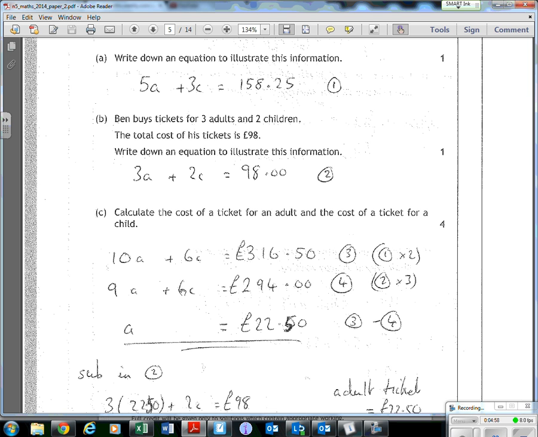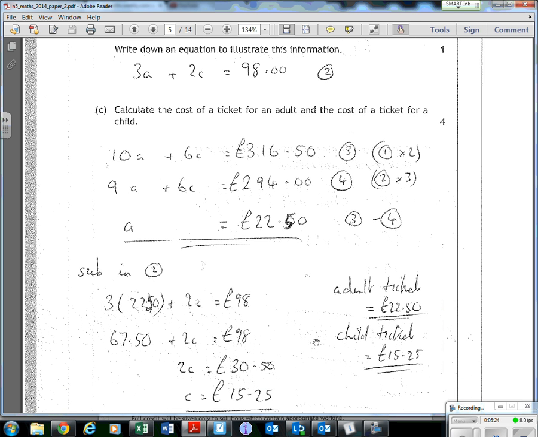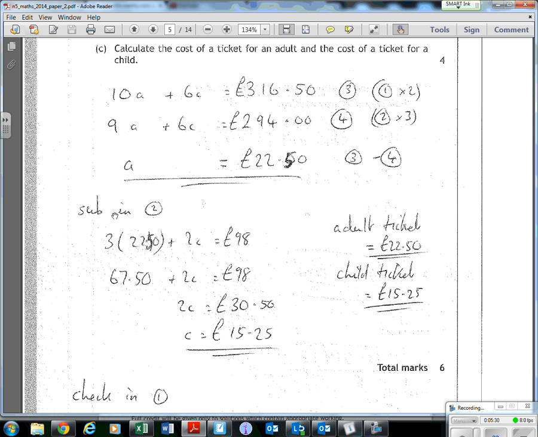Then we have 6c and 6c. We need to eliminate the 6c's here. They are both positive. If I have 6 and 6 and want to get 0, I need to subtract them. So I'm going to subtract every single term. So 10a subtract 9a is a. 6c subtract 6c is 0c. So I'm just left with a. And 316.50 minus 294 is £22.50. Again, I'm saying there that I'm subtracting equation 4 from equation 3. So the adult ticket's £22.50. Substitute into equation 2.